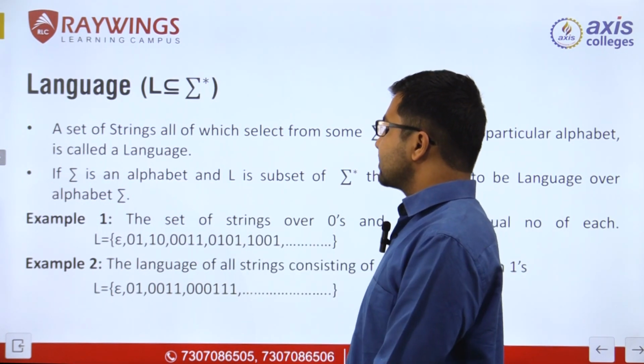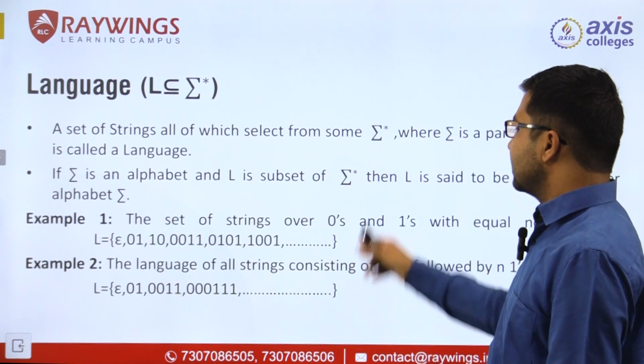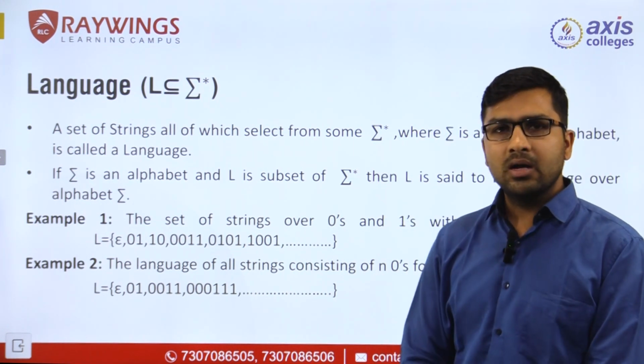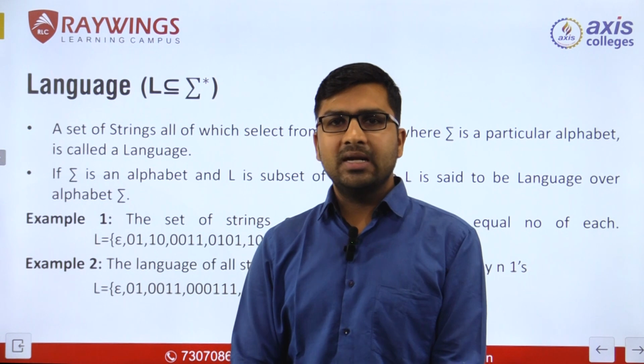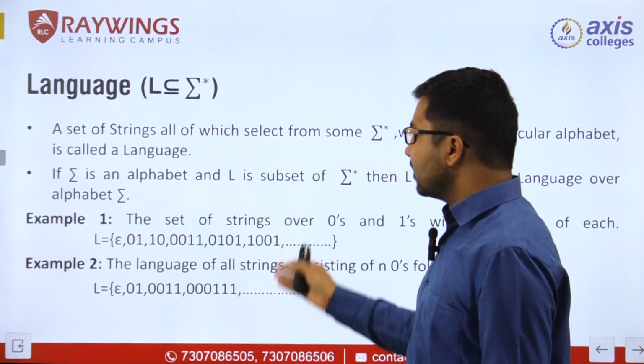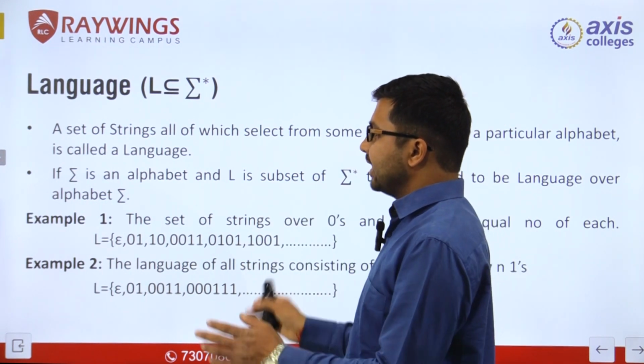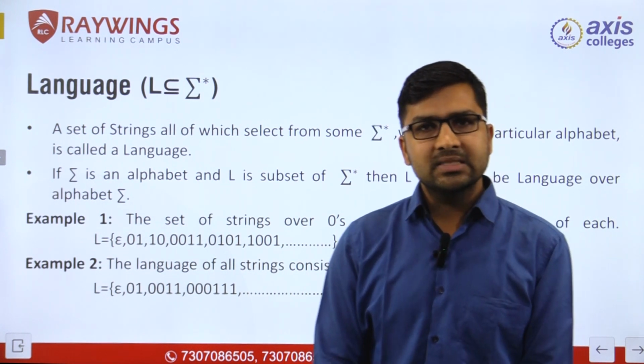A set of strings, all of which are selected from some sigma star. Sigma star contains all strings of length 0, length 1, length 2 and so on. Means all the combinations of strings contained in the form of a set is called a language.